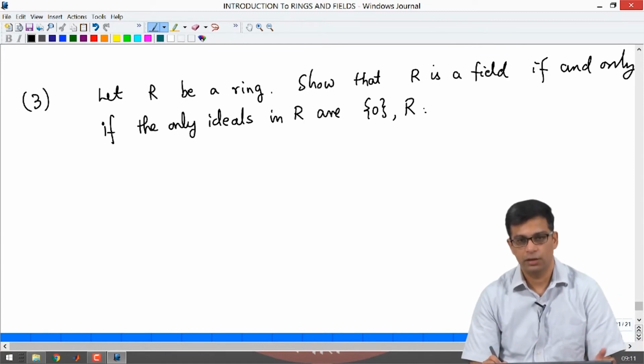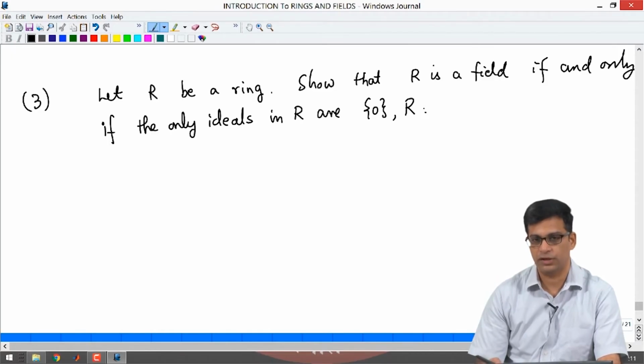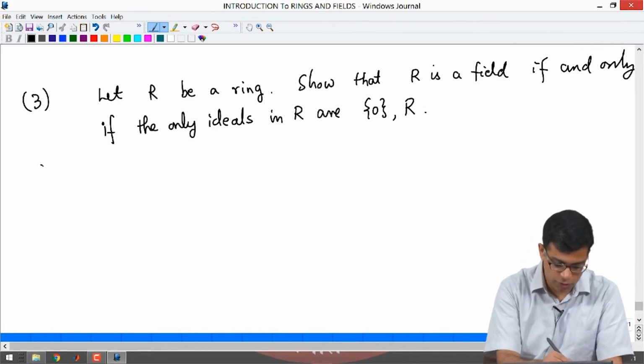Remember, in any ring the 0 ideal and the full ring are always ideals. So, if R happens to be a ring in which these are the only ideals, then R is a field, and if R is a field, these are the only ideals. Okay. So, let us solve this.